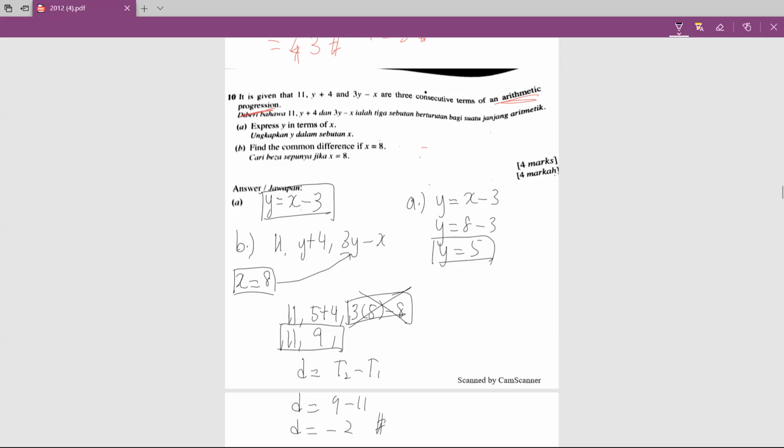Something very simple. All the questions so far, from question 1 to question 10, nothing is complicated. It's just concepts that are basic that you need to know. And all these concepts are already in the textbook. Make sure you use your textbook the most. Ingat, buku teks paling penting. Okay, alright.